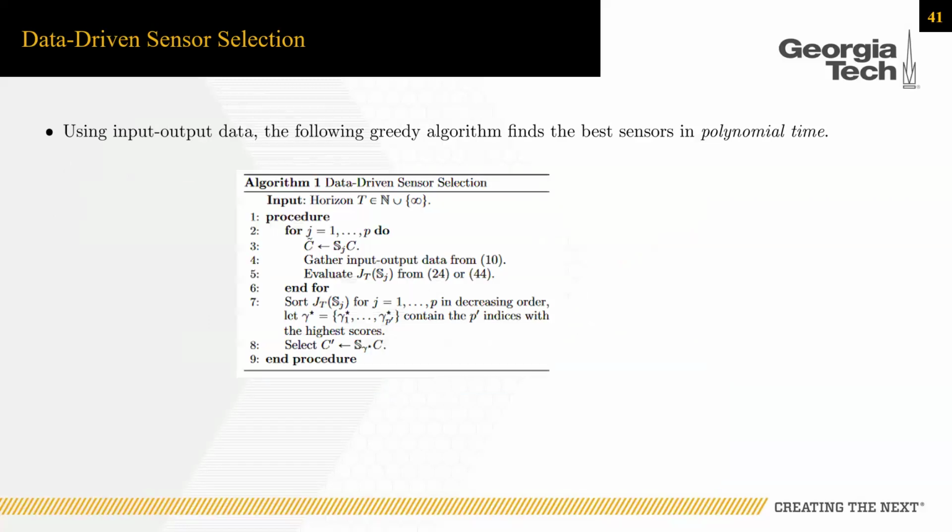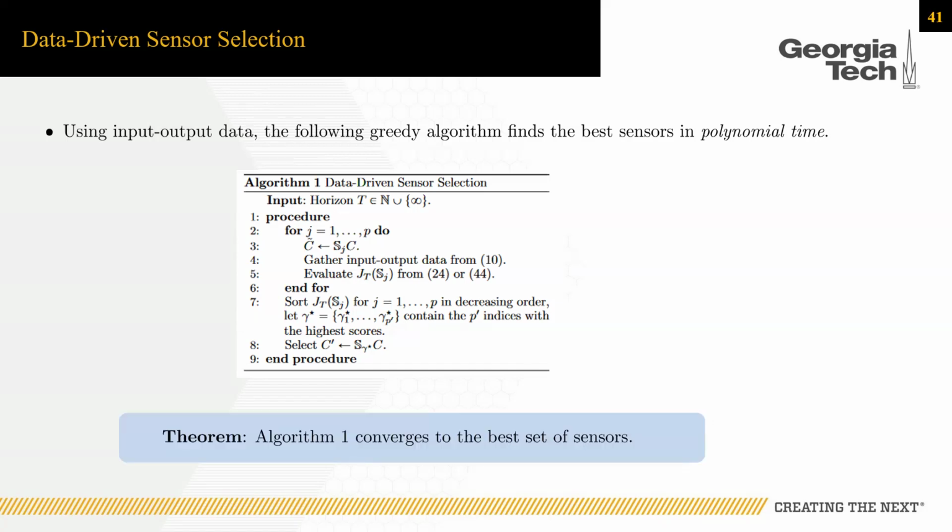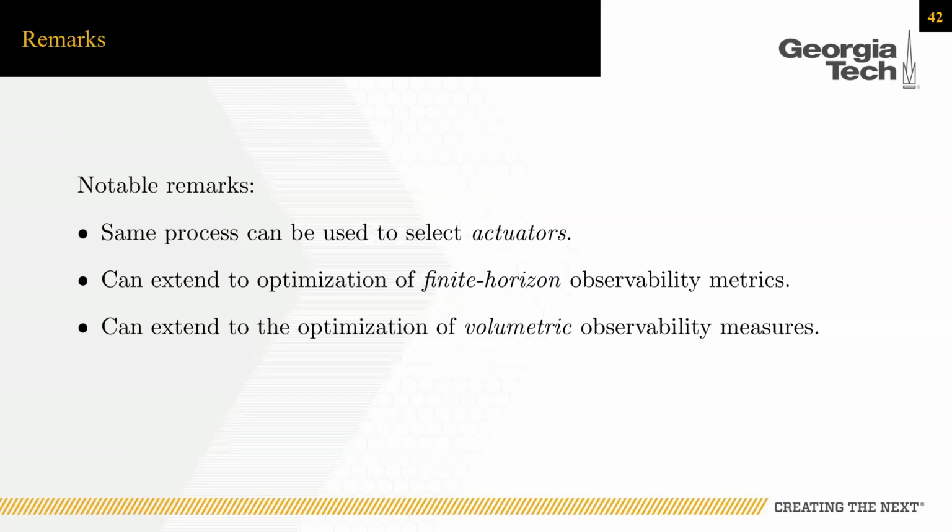Actually, let me put the algorithm here. This is our algorithm, and it uses input-output data. Sorry, I put some equations there. But what I do is gather input-output data and evaluate my cost. Then I rank my gammas, which are my sensors, and I pick the best of them and put them into my system. This requires only input-output data, and the sensors can be found in polynomial time. Again, this is what I just said.